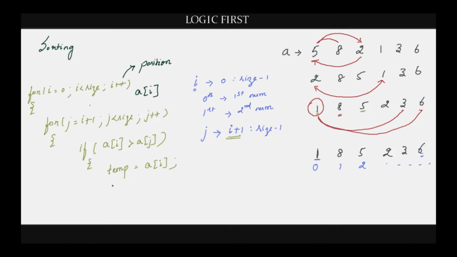and store the value of A of I in the temporary variable. So the value of A of I is safe now, so it can be replaced with A of j. Now A of j can be replaced with the initial value of A of I, which is in the temporary variable now. So that's it. This is the logic to sort an array.